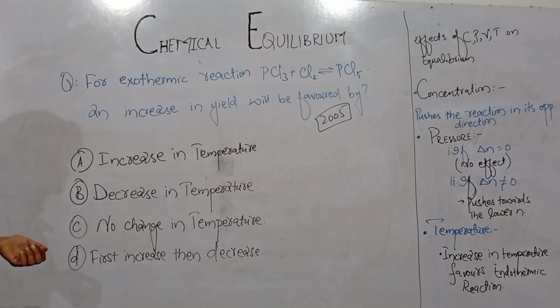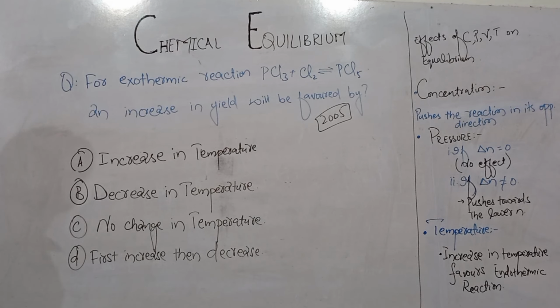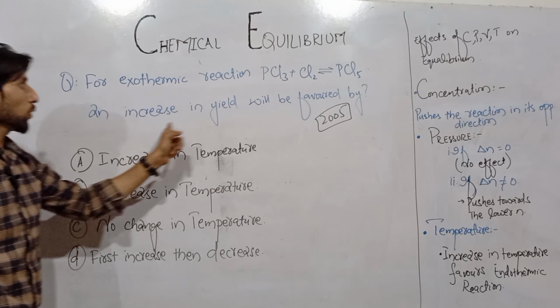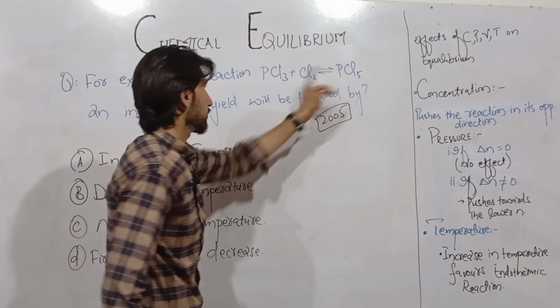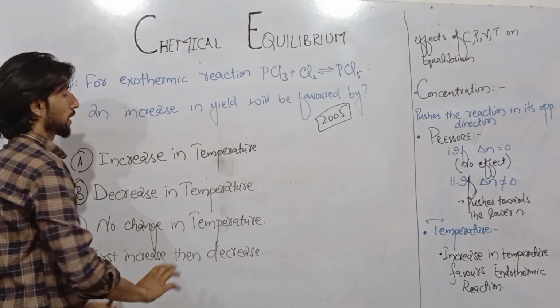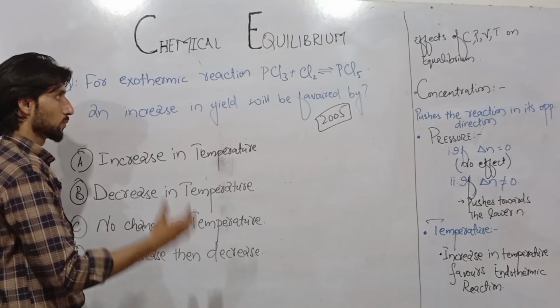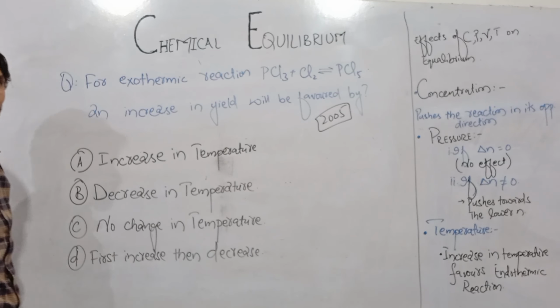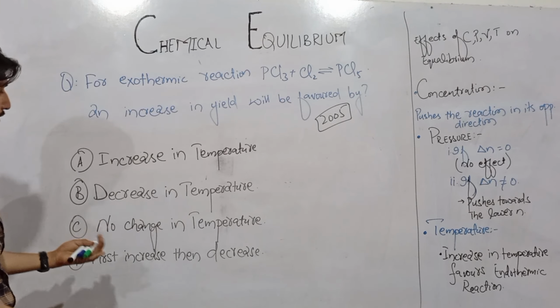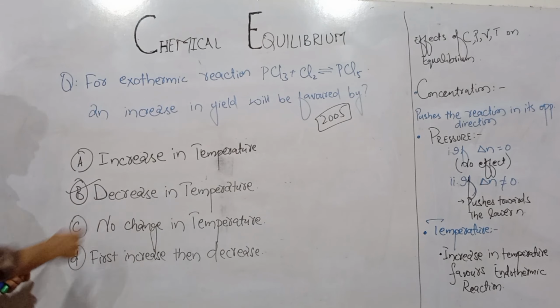So the question is saying that for an exothermic reaction, PCl3 plus Cl2 forms PCl5, an increase in yield will be favored by, meaning how we can increase the yield of PCl5, the forward reaction. So this reaction is exothermic, and we know that increasing temperature favors endothermic reaction. So we must decrease the temperature to favor exothermic reaction. So that was quite simple. Option B is correct, decrease in temperature.